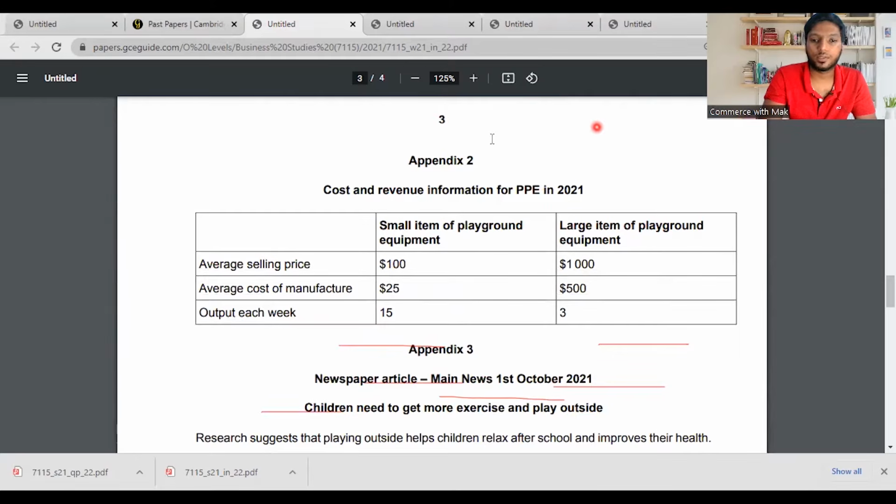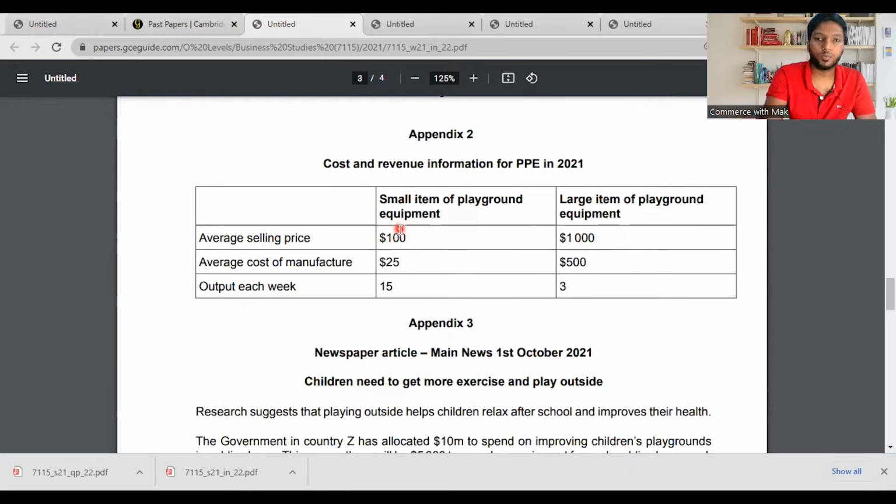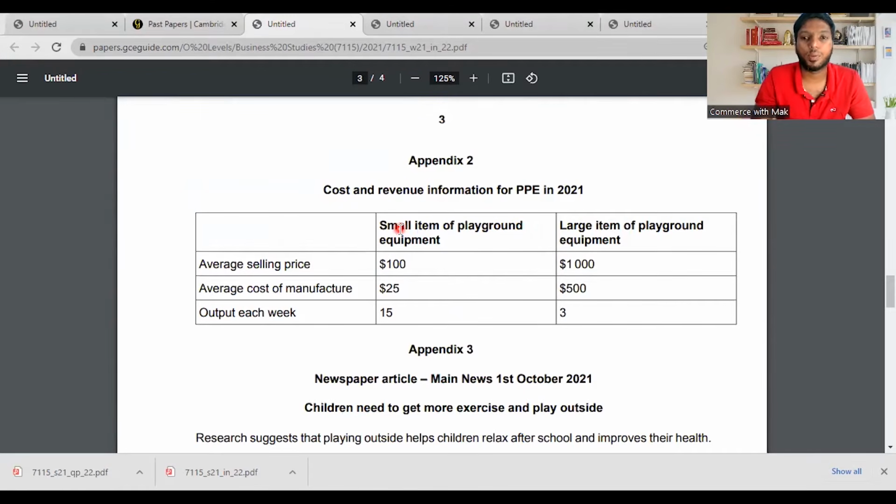Appendix 2. I'm going to erase this off. Cost and revenue information for PP. So this is the calculation part every paper will have. So you should be very careful when you're doing this calculation. You should give a correct explanation on this calculation.